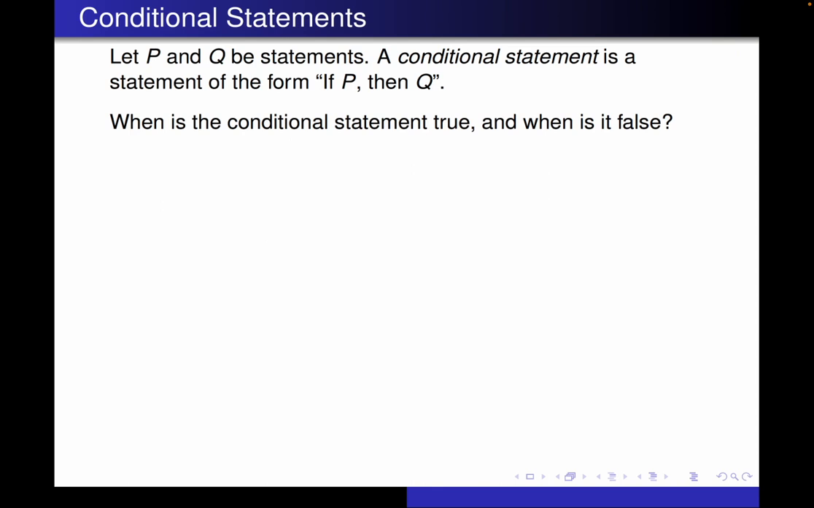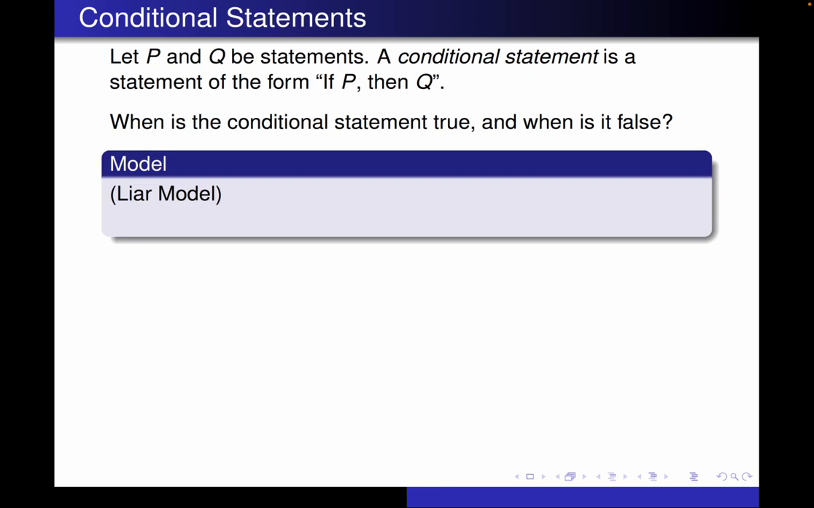So I want to get some understanding of how these things work using a model before we talk about when it's true and when it's false. And in this case, I want to take a step back and make a fundamental model about just mathematical statements in general and when they are true and when they are false. And I'm going to call that the liar model.